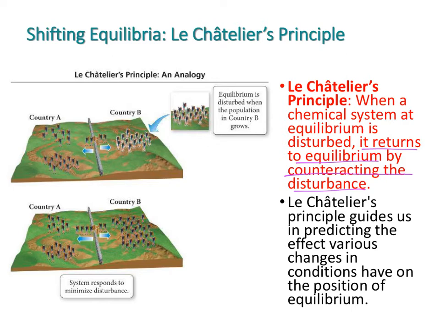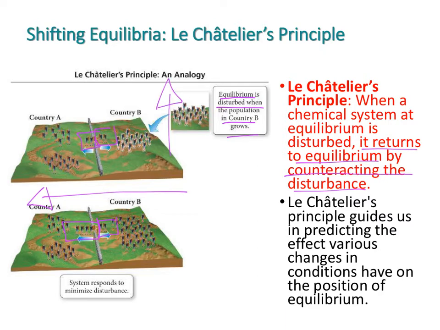So here we have that same analogy about the countries and people, moving back and forth. So here, let's say equilibrium is disturbed when the population in country B grows. So all of a sudden it just increases a lot. So how does the system respond to this? It will respond to minimize disturbance. So you can see how before there were 2 people coming in, 2 people going out. Now we have 4 people going out, 2 people coming in. So we're increasing the amount of people leaving country B because we had that original increase in country B in the first place.